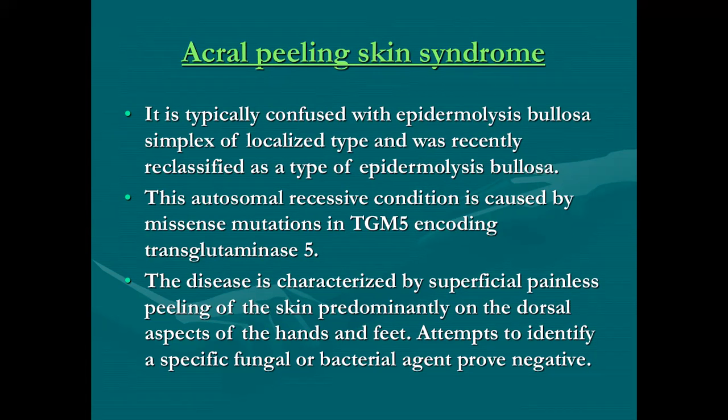This is an autosomal recessive disorder, and there is a missense mutation in TGM5 encoding transglutaminase 5. The disease is characterized by superficial painless peeling of the skin, predominantly on the dorsal aspects of hands and feet. Attempts to identify a specific fungal or bacterial growth are usually not successful.